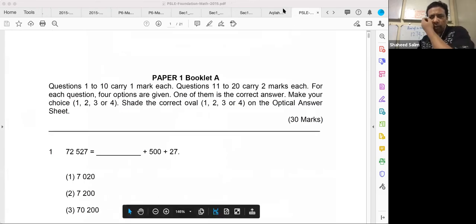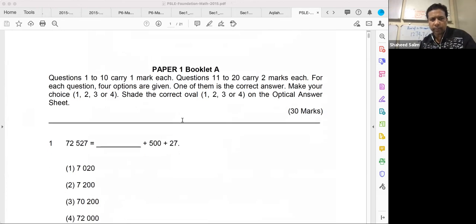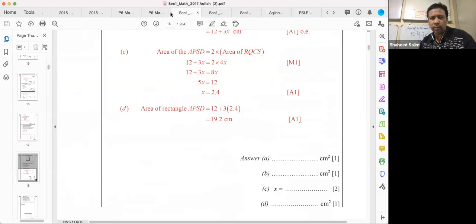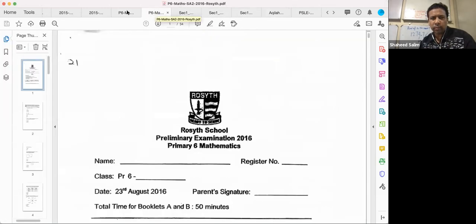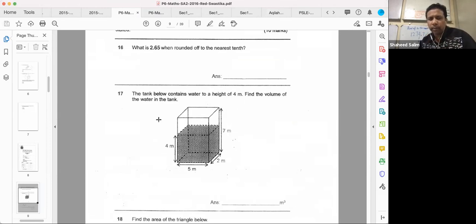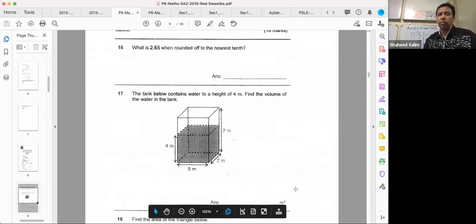Okay, Izzat, you already sent your answer. Let us see. 40 meters. Let us see. Find the volume of the water in a tank. Length times breadth times height. 5 times 2, 10 times 4, 40. Yes. Meter cube. Well done.